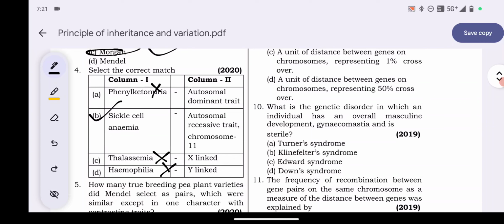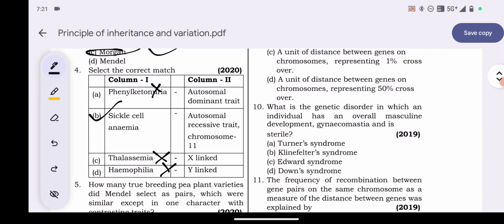Next question, question number 7. The number of contrasting characters studied by Mendel for his experiment was 4, 2, 7, 14. Number of contrasting characters. So here the answer will be option C, 7. 7 contrasting characters were studied by Mendel for his experiment. Some of the contrasting traits selected were smooth or wrinkled seed, yellow or green seed, inflated or constricted, green or yellow pod, and tall or dwarf plant.